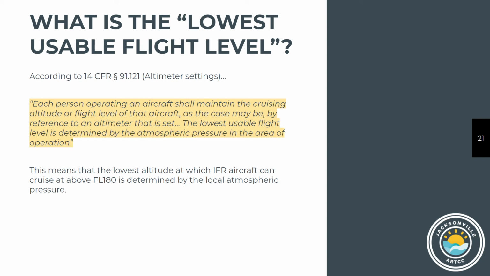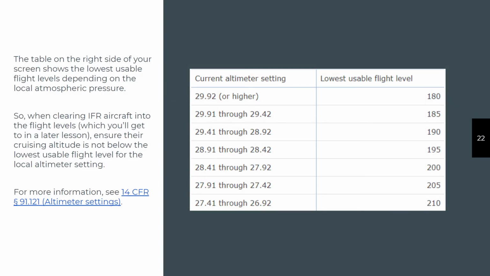Each person operating an aircraft shall maintain the cruising altitude or flight level of that aircraft, as the case may be, by reference to an altimeter that is set... The part that matters to us is the lowest usable flight level is determined by the atmospheric pressure in that area of operation. So the lowest altitude in which an IFR aircraft can cruise above flight level 180 may be determined by the local atmospheric pressure. Let's go into that a little bit, thinking about it.